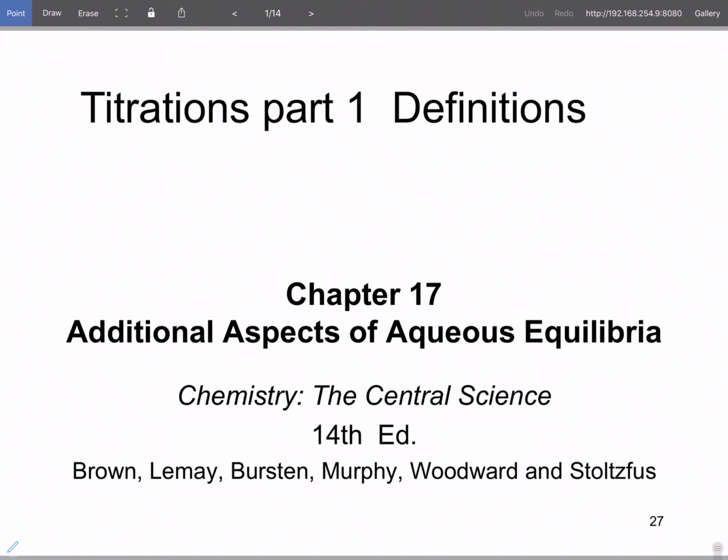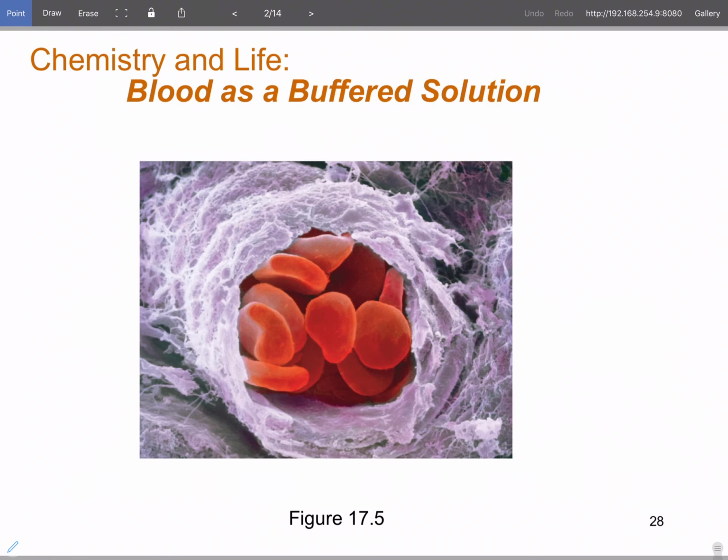Titrations involve weak systems, they involve buffers until you get to the equivalence point. More about that in just a second. And then they'll add a salt problem, and then they're strong. So, there are four parts to them. We'll get to those in the next part, but in this part, we're going to work on definitions.